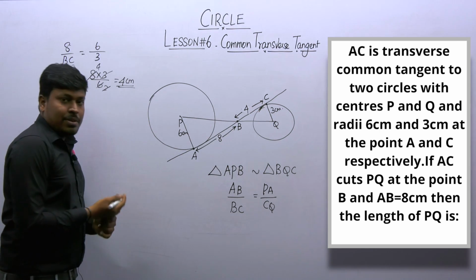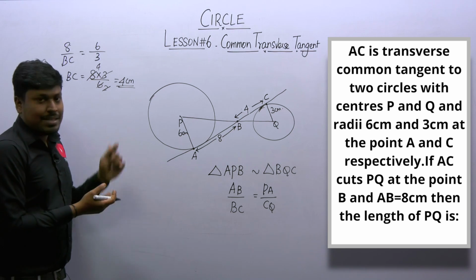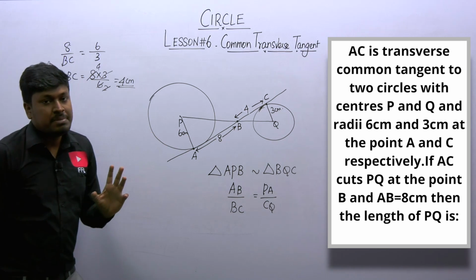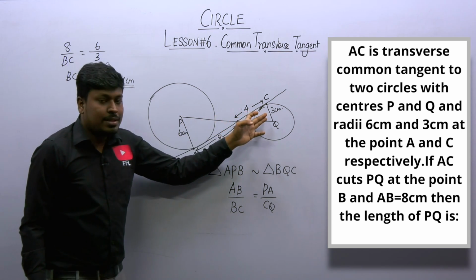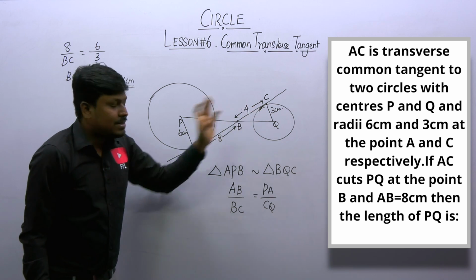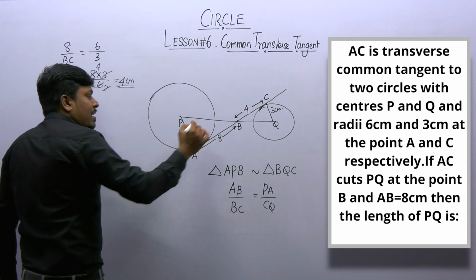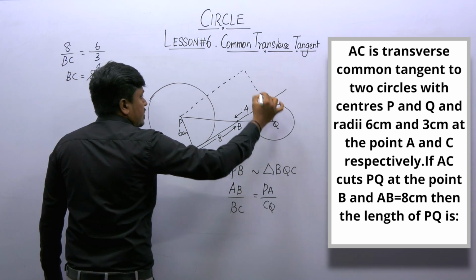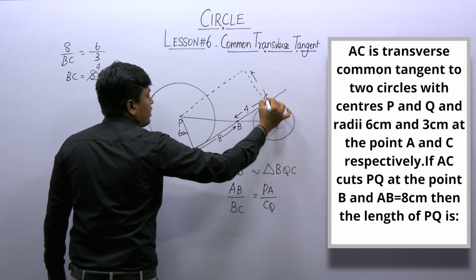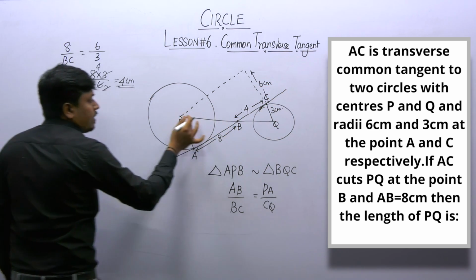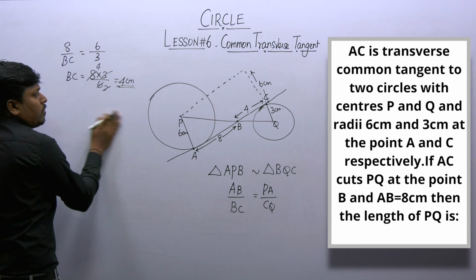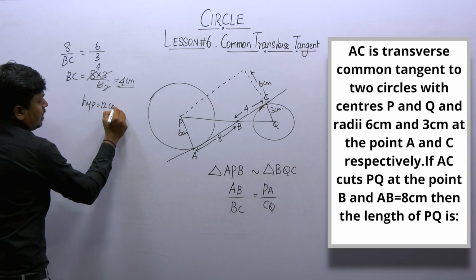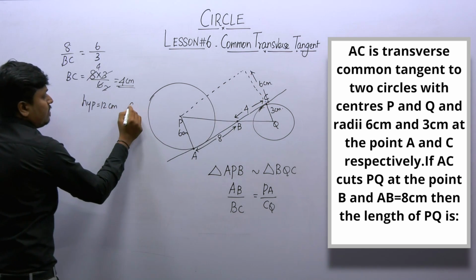So finally, by finding this value, we can say that the length of the common transverse tangent will be 8 plus 4, that is 12 centimeter. And also we know the radius of both these circles: one circle is 6 centimeter, another circle is 3 centimeter. So now you can frame a right angle triangle here and solve the question. You can frame a right angle triangle like this, and this will be 6 centimeter. Now our target is to find this hypotenuse. Hypotenuse is 12 centimeter, and similarly, you know the adjacent value, which will be 9 centimeter.